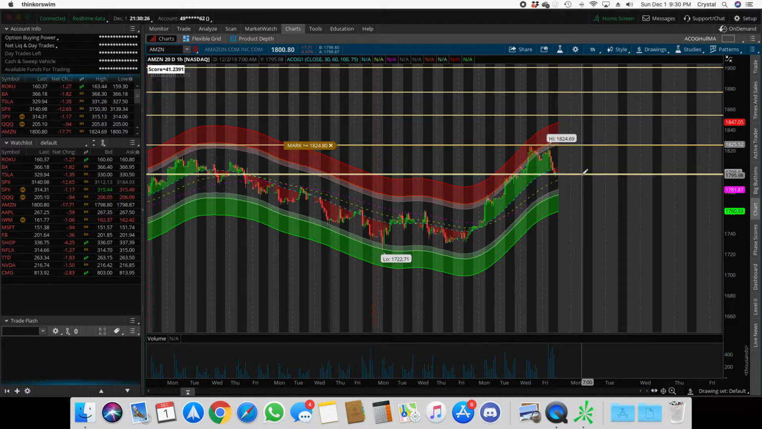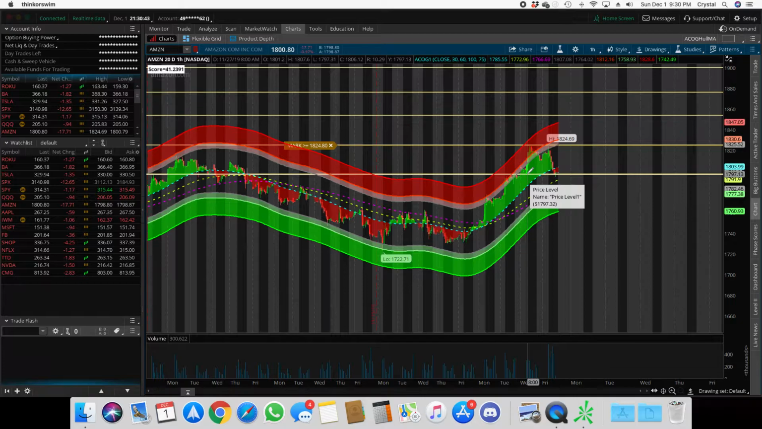And last week, 1798 actually was the number I had that would act as a magnet. I call them magnetic points. So you can see right here, Wednesday, Amazon broke above the 1798. So I played it all the way up here.